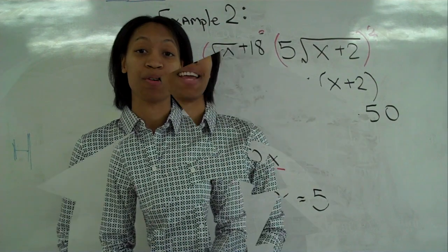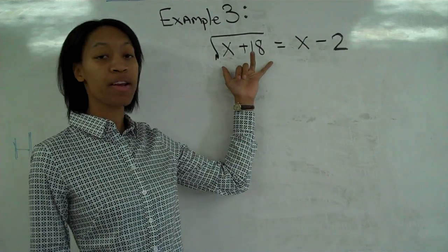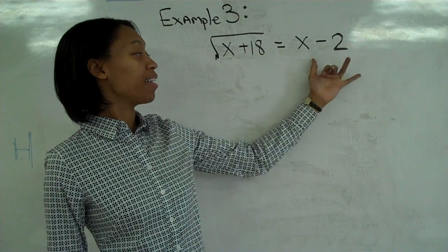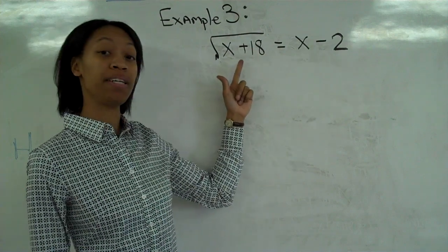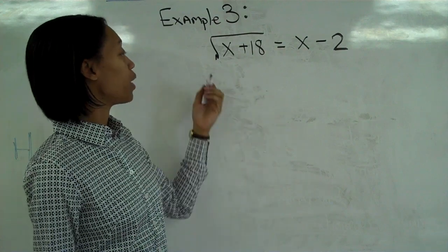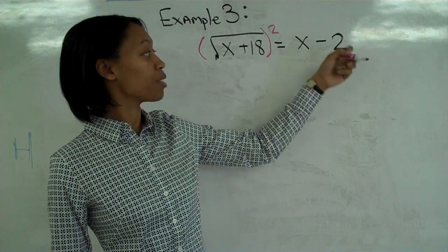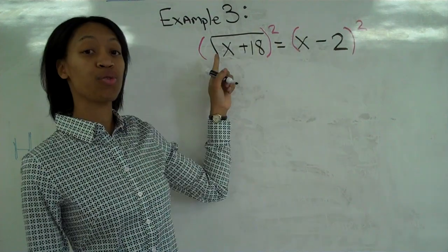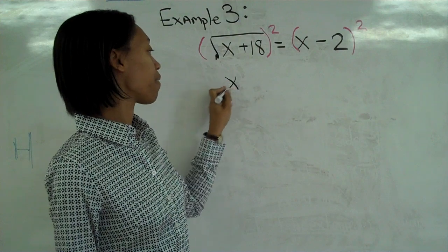Alright, next example. In this example, it looks like I have the radical already isolated on one side by itself. So my first step is going to be to make the radical cancel. In order to make it cancel, I'm going to square this entire side, and when I square this side, I must also square the other. Square root and squared will cancel, so that I just have x plus 18.